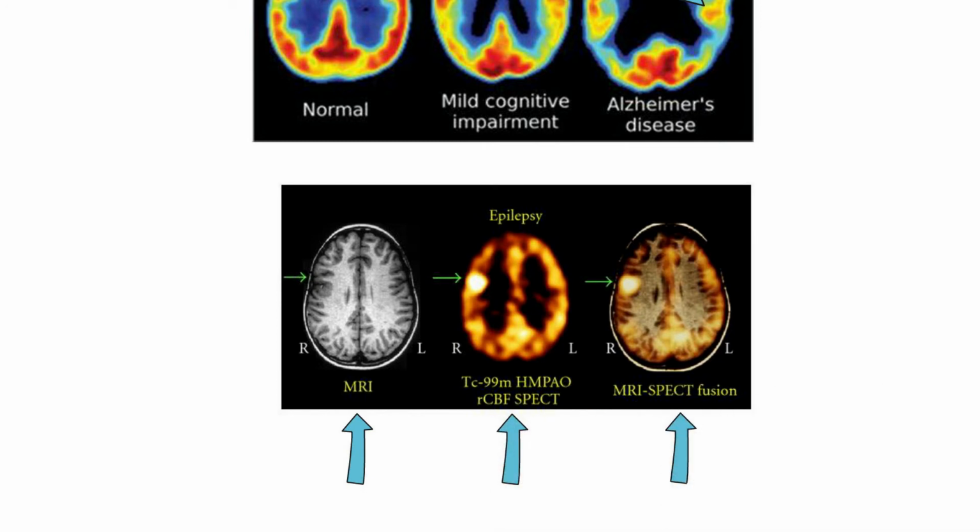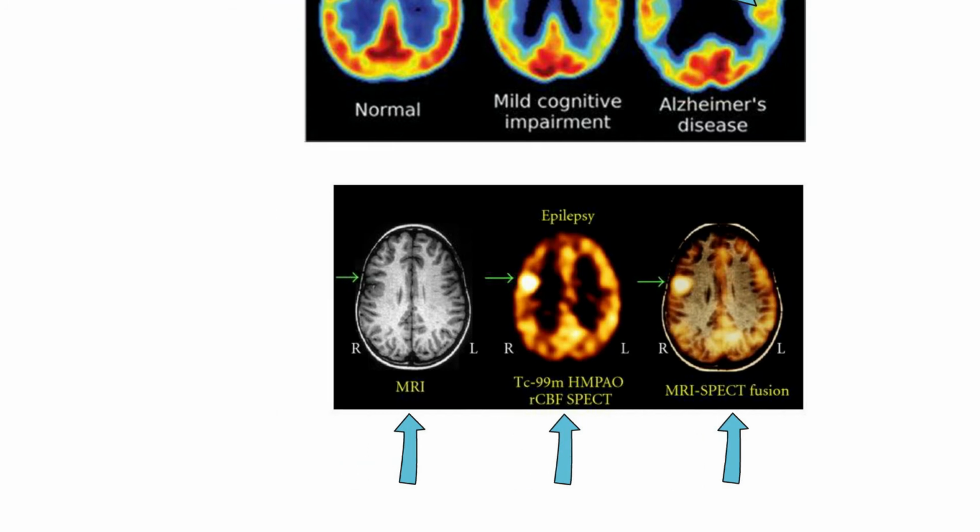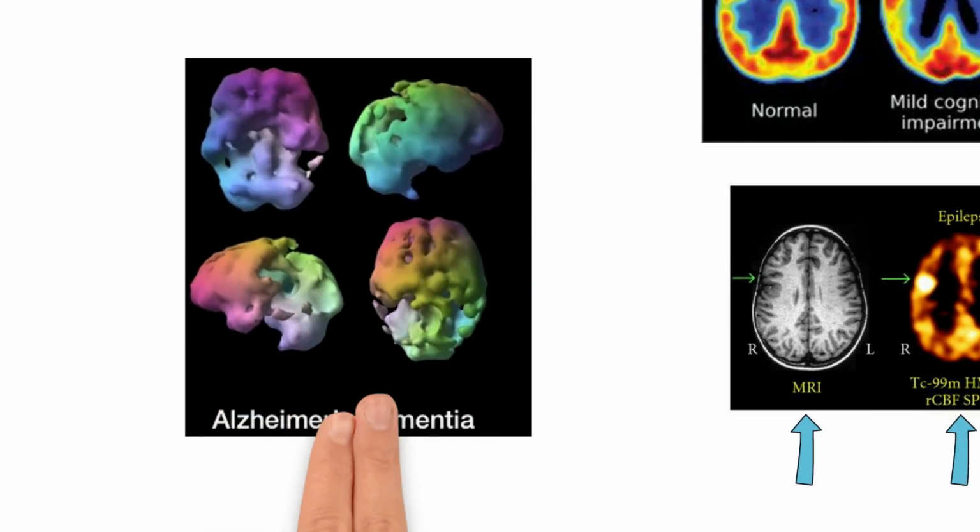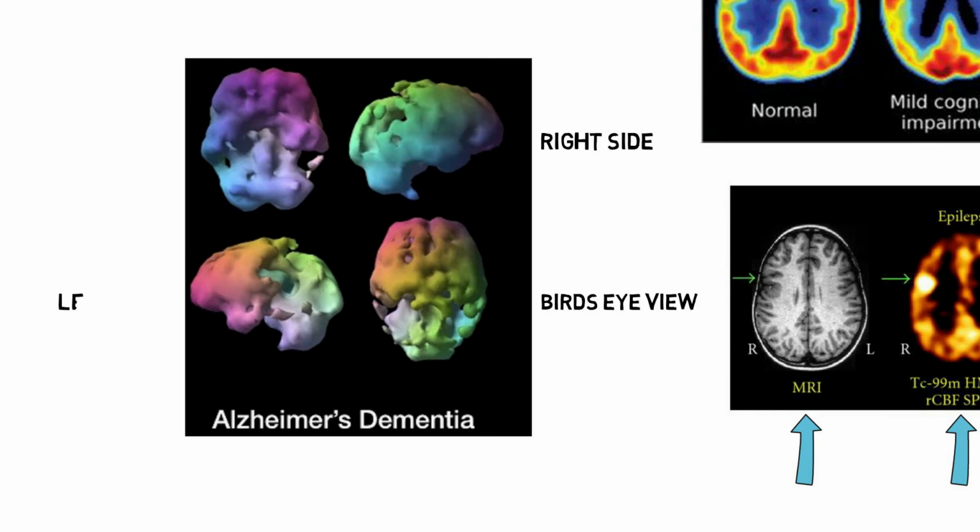the MRI SPECT fusion with the SPECT scan overlying the MRI scan for a more accurate location of the seizure focus. The SPECT scan is often imaged in a 3D fashion, where quiet areas drop out of the image, leaving holes in the image. Here is a 3D image of someone with Alzheimer's disease, where you can see the dropout of cell activity in numerous areas.